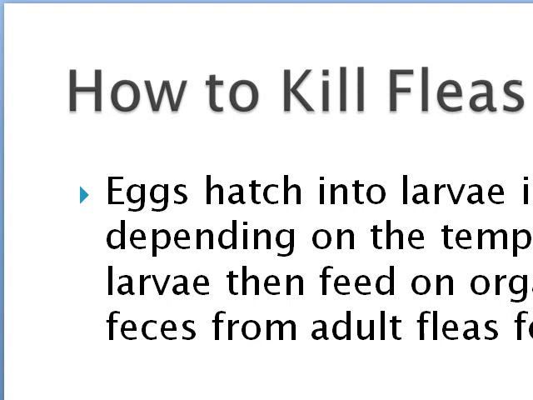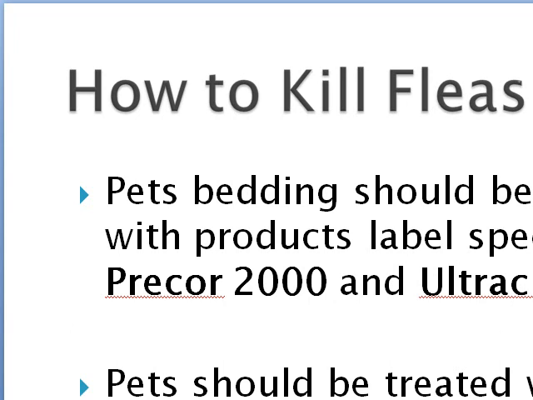Flea larvae are very active and can be found in the floor cracks, rugs, upholstery, bedding, and furniture, and of course the pet's kennel. Pet bedding should be washed and treated with a product that is labeled specifically for this type of use, such as Precor 2000 or Ultracide. These products both contain an adulticide and also an insect growth regulator to stop the life cycle. You should also bathe and treat your pets with something like Petcor, which is labeled for pet use.